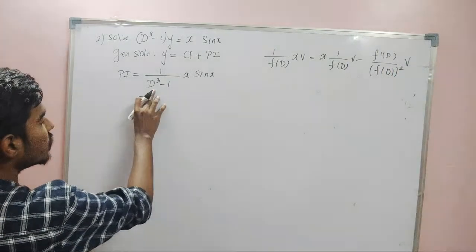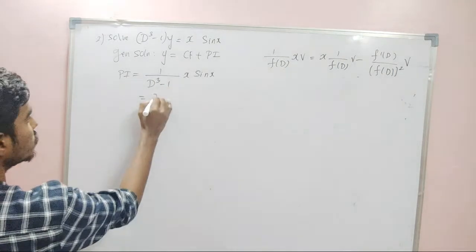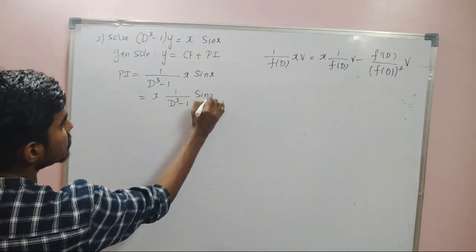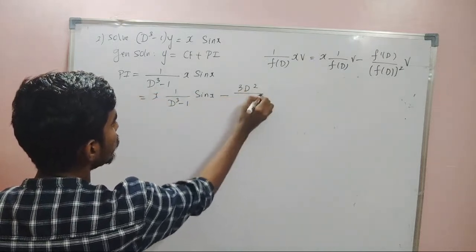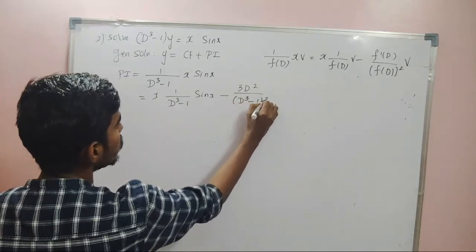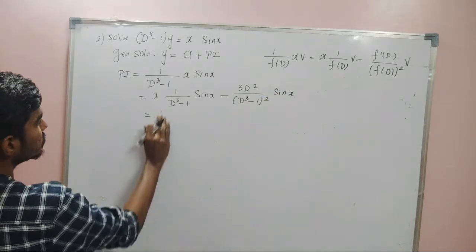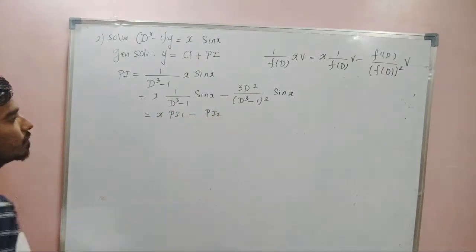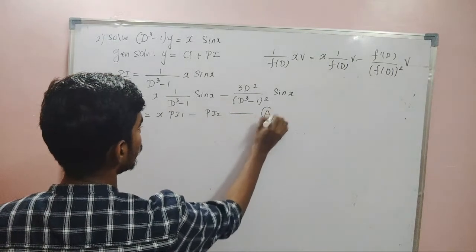So here you can see our f of d is d cube minus 1, x is x and b is sin x. So this will be x into 1 by d cube minus 1 into sin x minus f dash of d, so f dash of d is 3d square, divided by f of d whole square. This will be d cube minus 1 whole square into sin x, right? So we will mark this as x into pi1 minus pi2. Now we will find pi1 and pi2 and then we will substitute here, right? So we will mark this as equation number A.